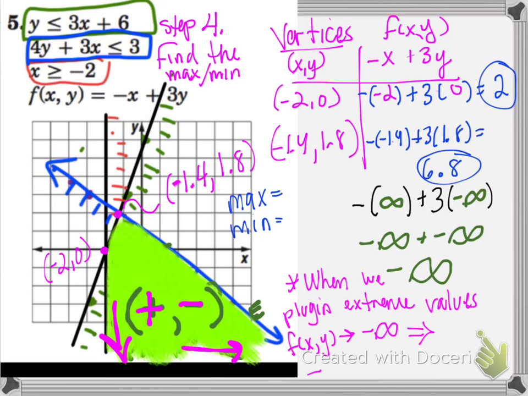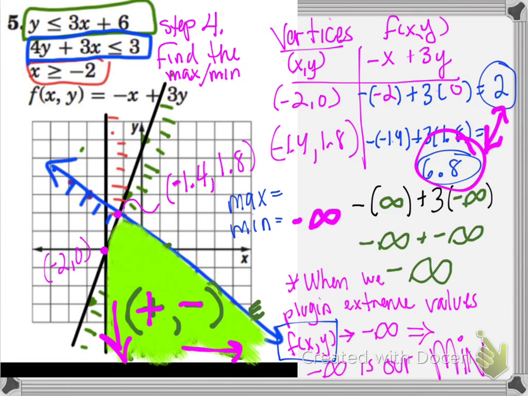What does this mean? That means for our optimization function, the f(x,y) function, when we plug in extreme values in our region, they tend towards negative infinity. So negative infinity is our least number, so it's our minimum. The minimum for this is going to be negative infinity. Some books would say there just is no minimum. We're going to say that the minimum is negative infinity. It just depends on which teacher you talk to. So the max is going to be the bigger of these two numbers. So our maximum in this case is 6.8. All right, all done for this problem.